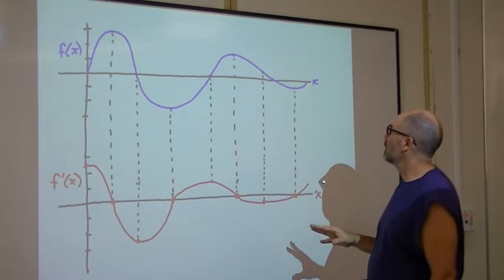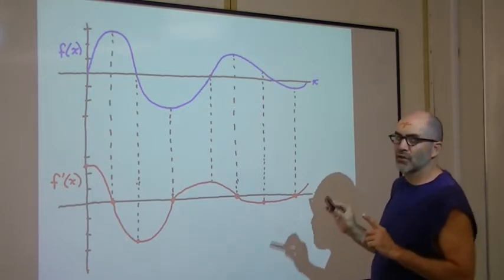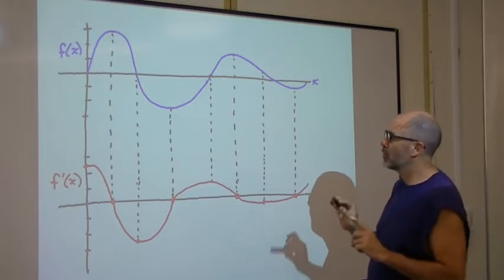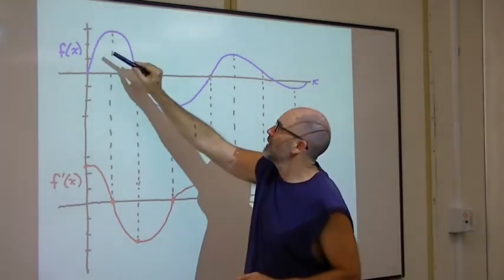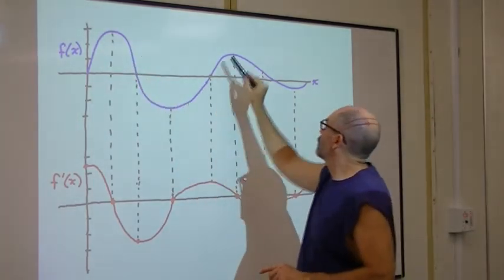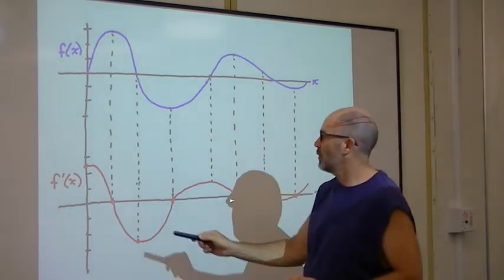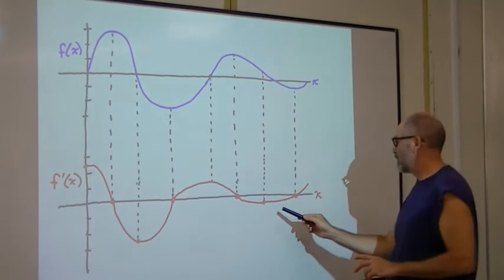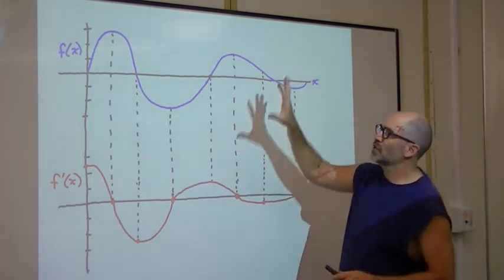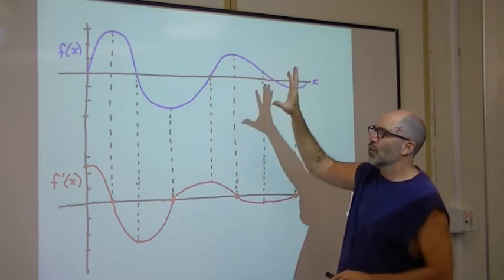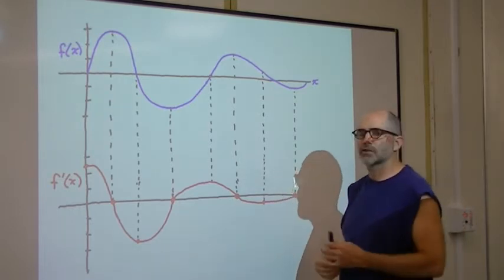Okay, now one other thing that you're going to find is whatever degree your original function is, your derivative will always be 1 less than that. So notice here's 1, 2, 3, 4 turns, so that makes this 5th degree. And we've got 1, 2, 3 turns, that makes this 4th degree. Anytime, your derivative will always be 1 less degree than your original function.